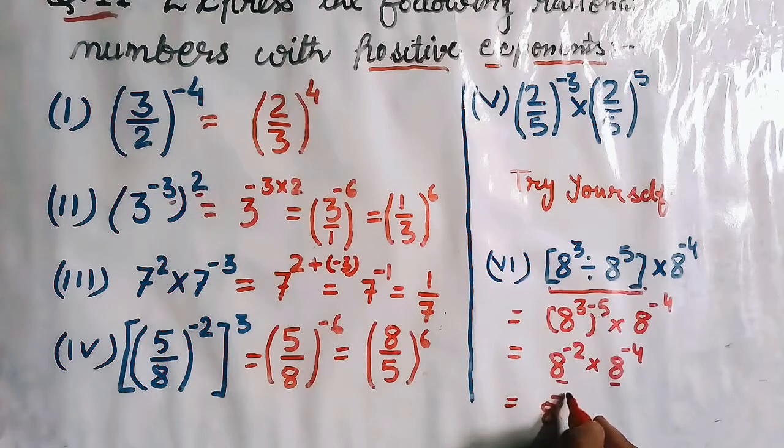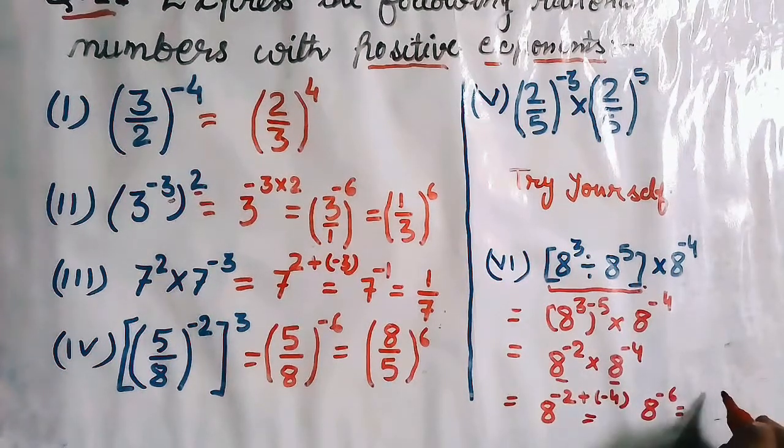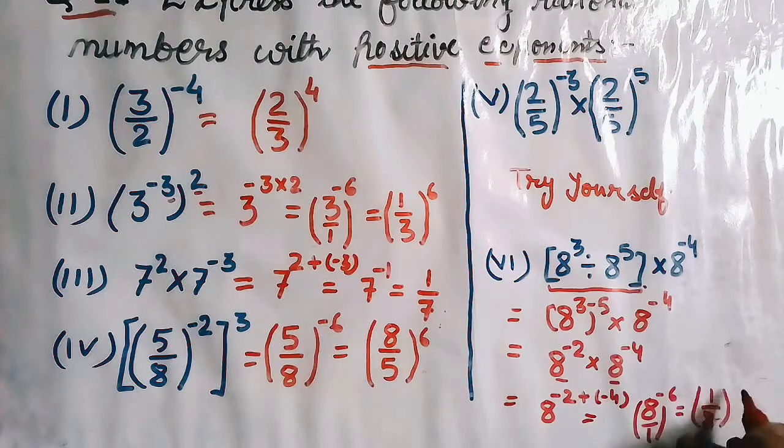So this will be equal to 8 raised to power minus 2 plus minus 4, which is equal to, both are negative, will be plus with each other. So this is equal to 8 raised to power minus 6. Convert it into positive exponent. The denominator of base is nothing, you can put 1, and the reciprocal is 1 upon 8 raised to power 6 now. So this is your required answer.